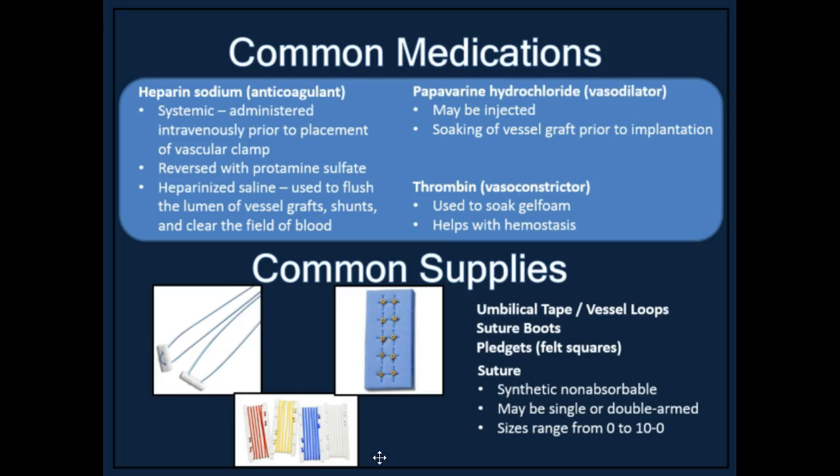Finally, biologic and synthetic grafts are commonly used to bypass or reconstruct a vessel. Certain types of graft, such as those made of Dacron, require pre-clotting. Pre-clotting involves soaking the graft in venous blood drawn from the patient prior to placing it in the body. A small basin or pitcher may be used for pre-clotting.